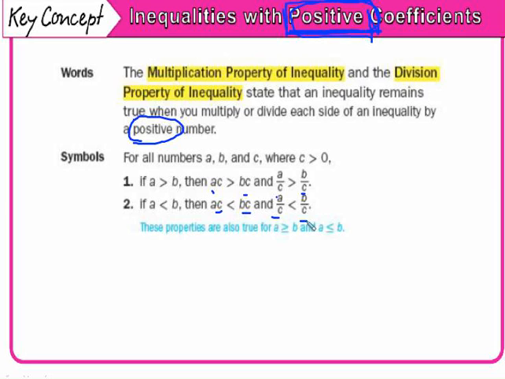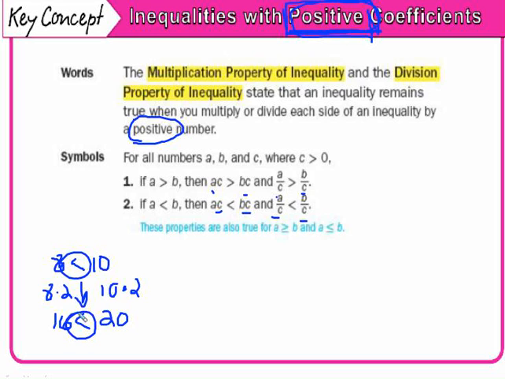All right, so let's talk about how this looks when we're using numbers. If I look at the numbers 8 and 10, I know that 8 is less than 10. Now if I multiply both sides of this inequality by 2, I will have 16 and 20, which keeps the inequality sign the same: 16 is less than 20. Same is true if I divide. I know 8 is still less than 10, but if I divide both of those numbers by 2, I get 4 is less than 5, which also retains the same inequality sign.